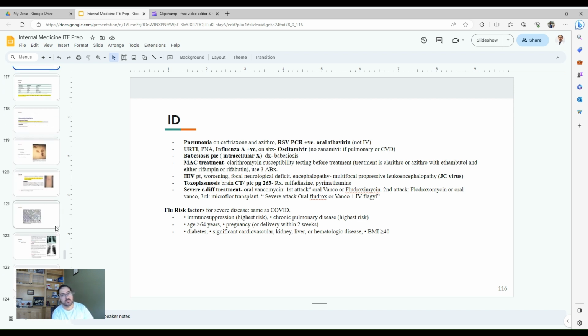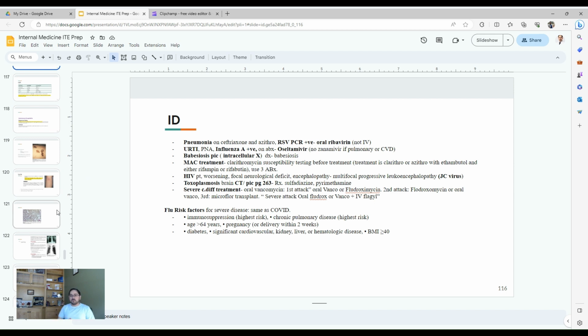You need to go back, check your Google images or MKSAP images and really get some image memory for that photo of ecthyma gangrenosum, superficial cellulitis, thrombophlebitis. Those are your differential diagnoses.